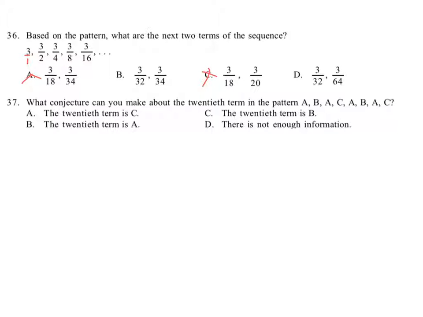And then we want to, again, double. So we've got 3 over 32, and then we want to double it. We're not adding 2 every time. We're multiplying by 2. 32 times 2 is not 34. 32 times 2 is 64. So we've got 1, 2, 4, 8, 16, 32, 64. And it's going to be D.